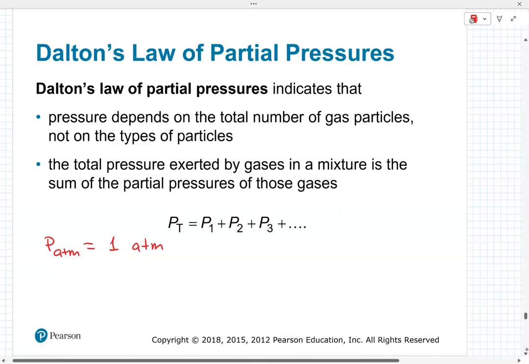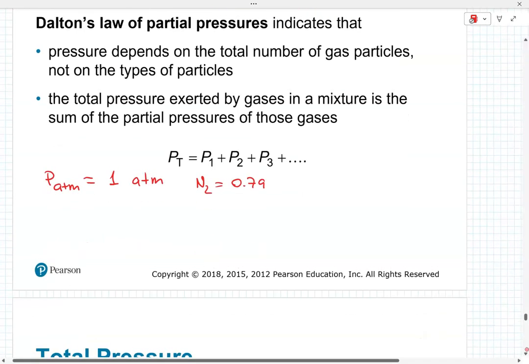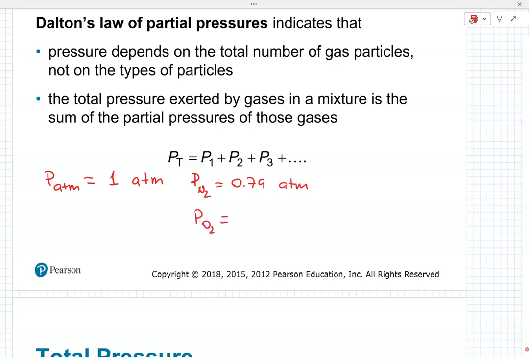So 79%, so 0.79 atmospheres. Make sense? What is the percentage of oxygen? A little less than 21, but for intents and purposes, 21, so 0.21 atmospheres. Does that make sense?